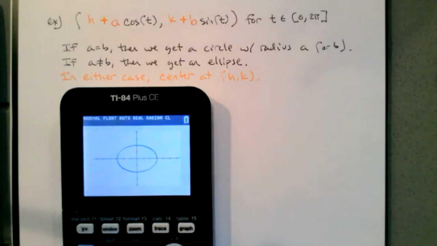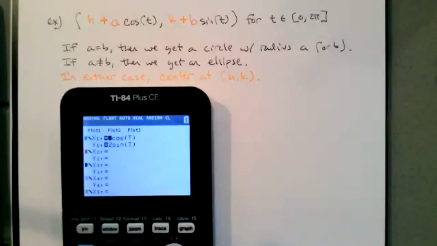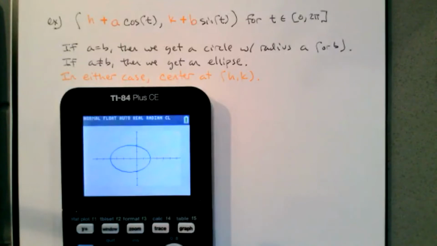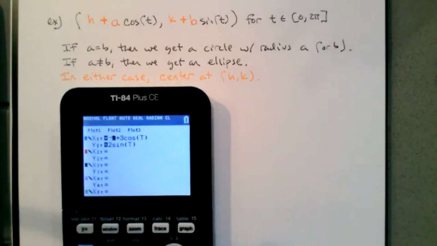Addition will maintain the shape and just shift things around. So if I insert a -1 plus 3 cosine of t, that will shift the whole thing 1 unit to the left, because now the center is at -1, 0. If I move the shift down to -2 and I insert 1 plus the 2 sine of t, now my center is going to be at -2, 1, and it will be the same shape.